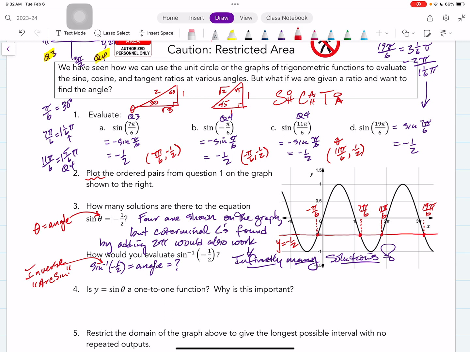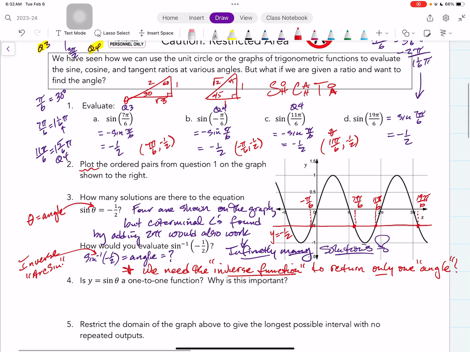So let me put that in red too as well. So we need the inverse function, which is arcsine in this case, to return only one angle. When I say return, I'm talking about give us. To return only one angle or solution, okay? We don't want to have multiple solutions to a problem because that would cause some problems in real life applications. All right, so how do we do that?